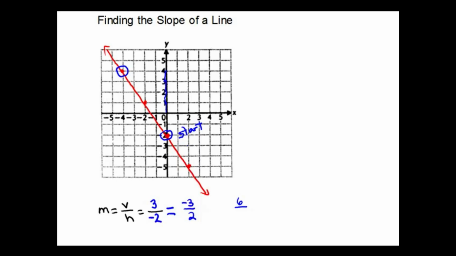Then we'll have to go to the left 1, 2, 3, 4 spaces. Going to the left is negative. And we could reduce these. They have a common factor of 2. 2 will go into 6 3 times, and 2 will go into 4 2 times.